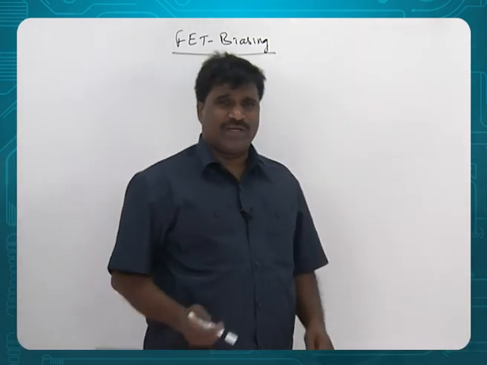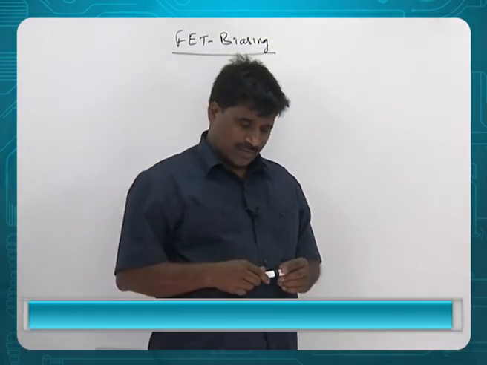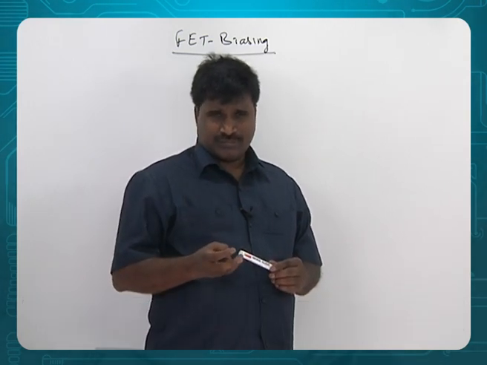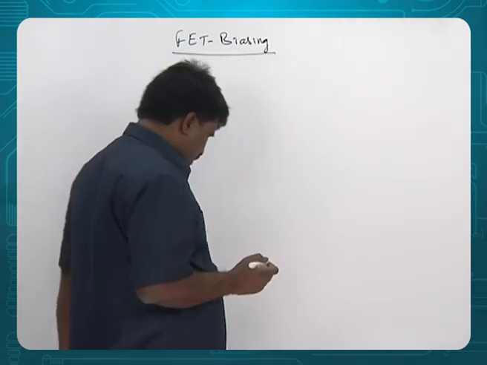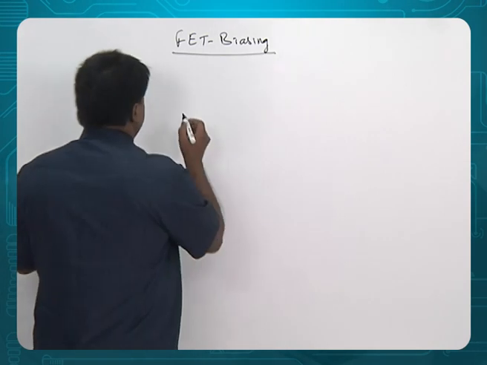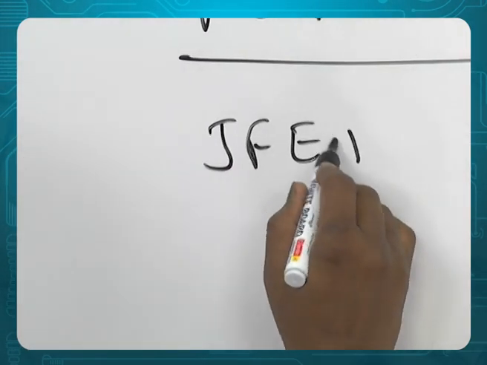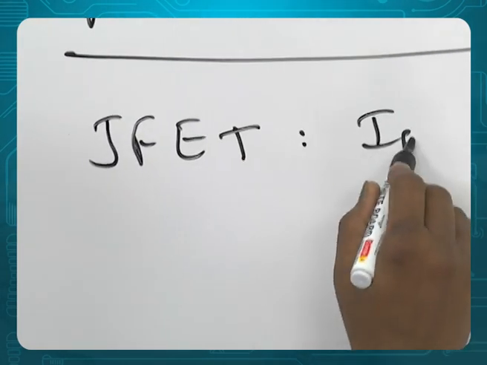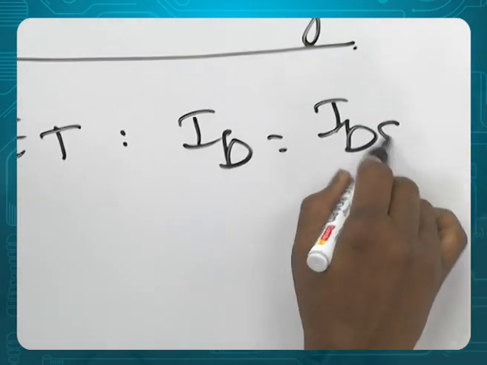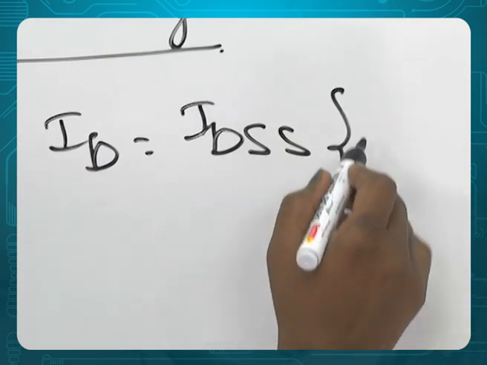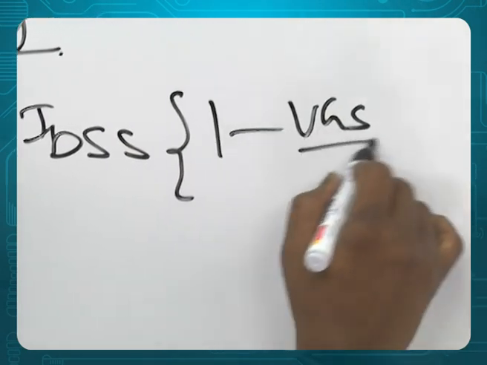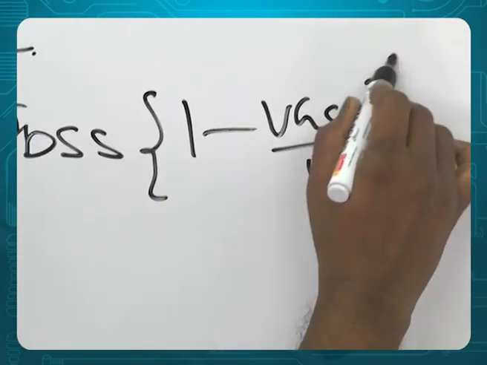Let's go to FET biasing. When we say FET biasing, we have three FETs: JFET, E MOSFET, D MOSFET. What are the basic equations? When you say JFET, ID is equal to IDSS into 1 minus VGS by VP whole square.